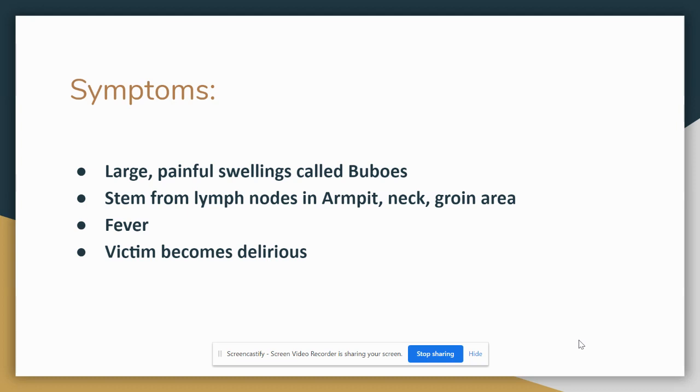So again, some of the symptoms that they notice are those large, painful swellings called buboes. And this all stems from the lymph nodes. So if you're ever sick, you might feel your lymph nodes are enlarged on your neck or in your armpit. Victims would have a really high fever of about 105. So they'd be sweating, they'd be freezing, and they would eventually become delirious.